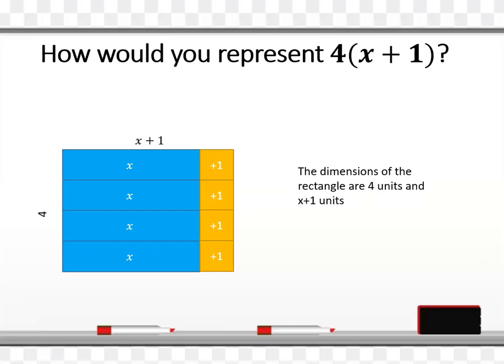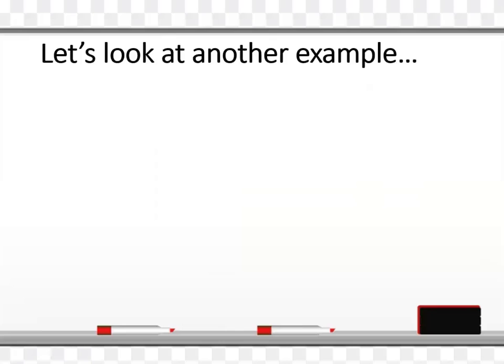Now let's take a look at another example. Negative 2 times x plus 5. We are familiar with the multiplier being positive, but here we have a negative multiplier. What does that mean? Now don't be alarmed. It simply means that we want the opposite version.